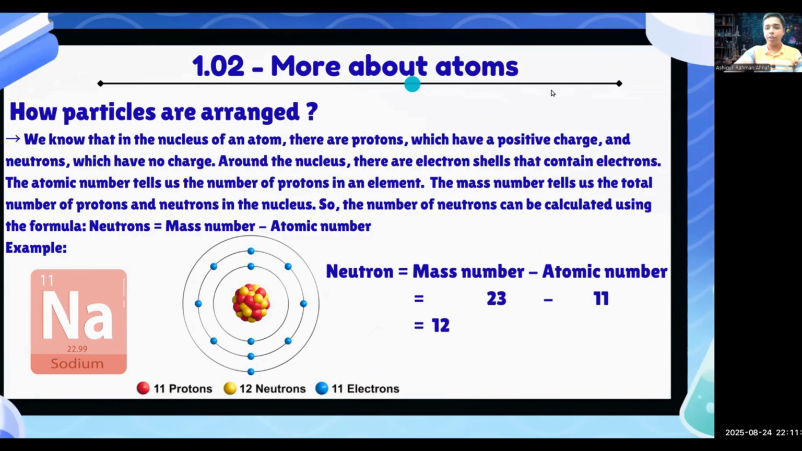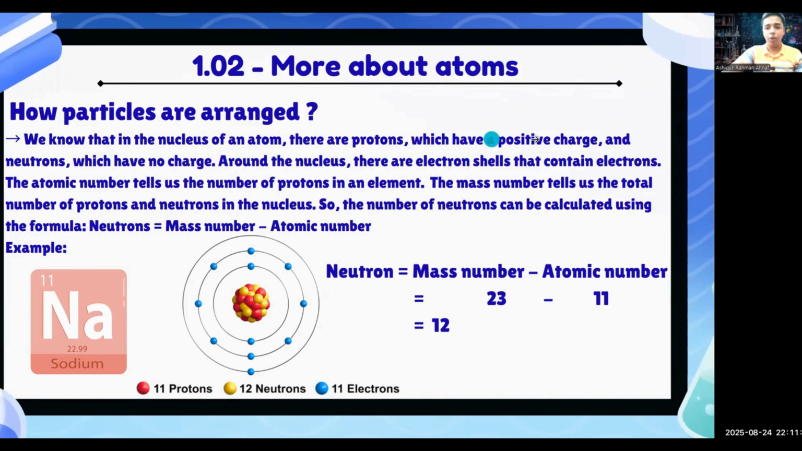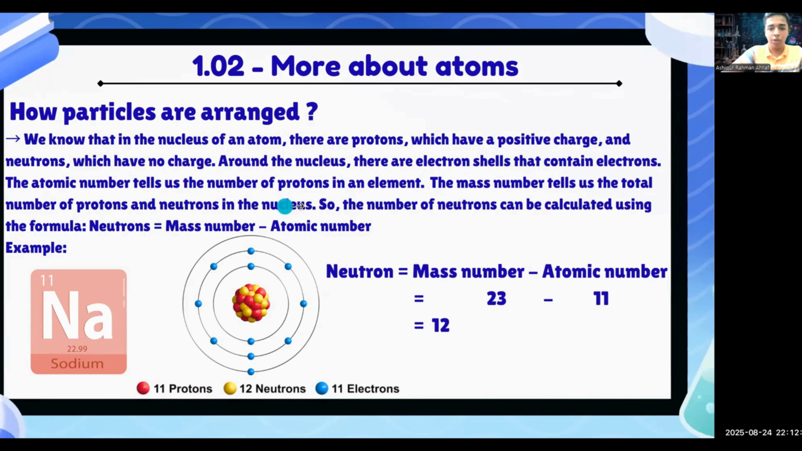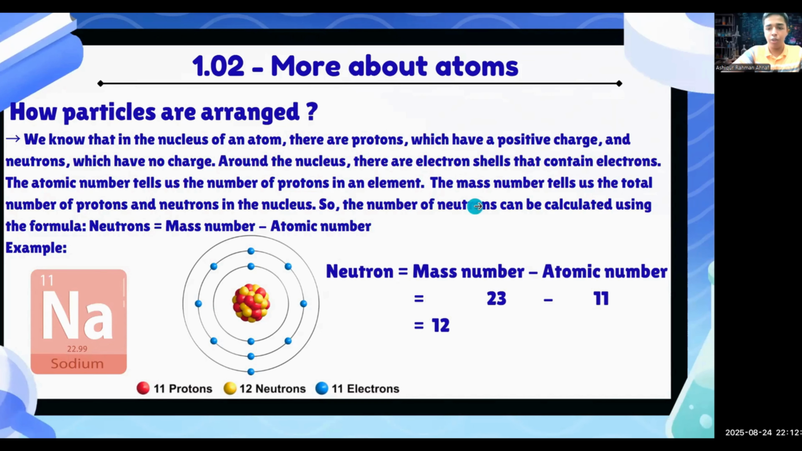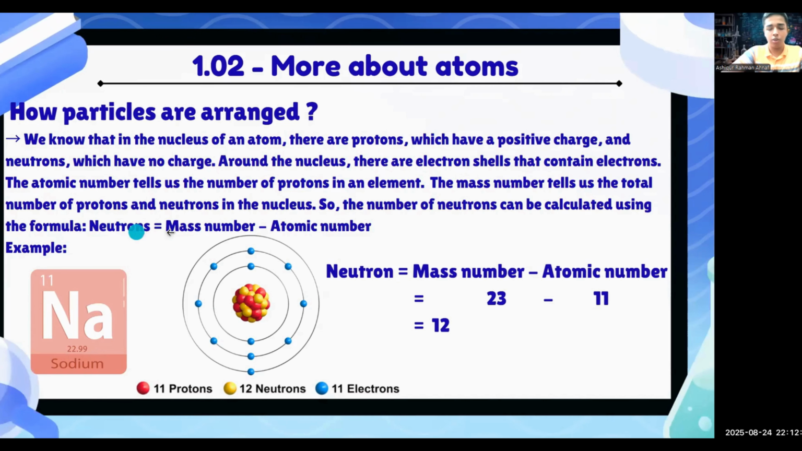1.02 More about atoms. How particles are arranged. We know that in the nucleus of an atom there are protons which have a positive charge and neutrons which have no charge. Around the nucleus there are electron shells that contain electrons. The atomic number tells us the number of protons in an element. The mass number tells us the total number of protons and neutrons in a nucleus. So the number of neutrons can be calculated using the formula: neutrons is equal to mass number minus atomic number.